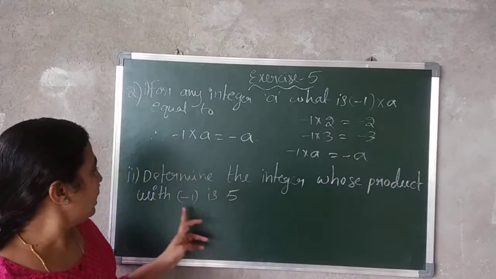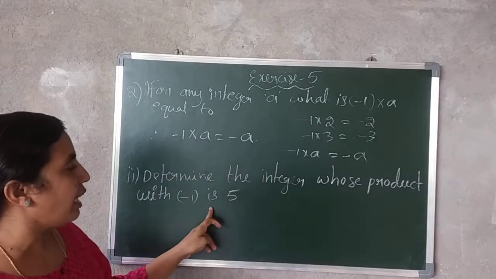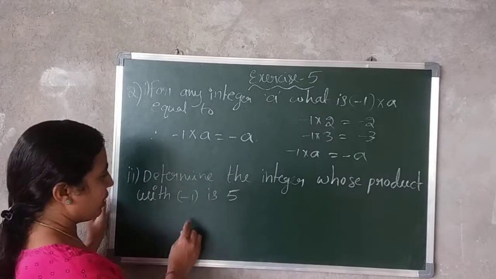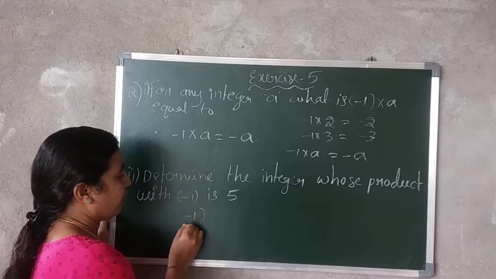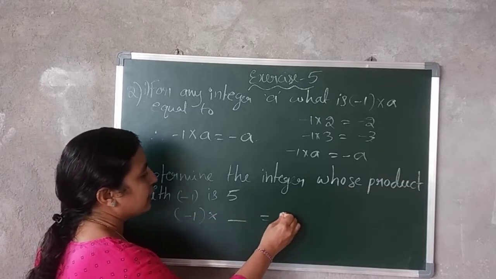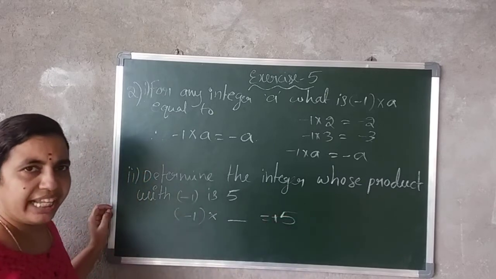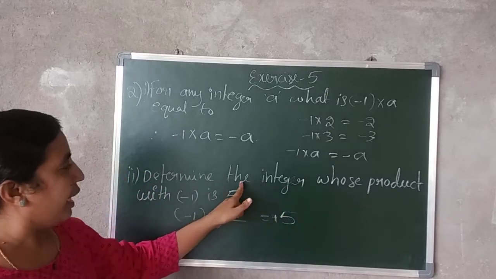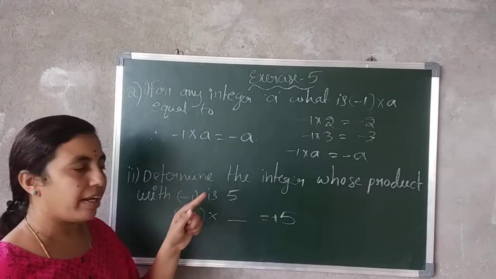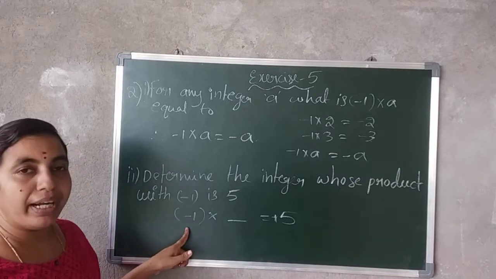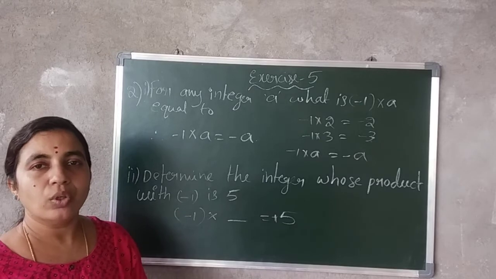Okay. Now see, determine the integer whose product with minus 1 is plus 5. Minus 1 into dash is equal to 5. Now the sign is given, meaning plus. This is the question they have given in the statement. With what should we multiply this minus 1 so that the answer is plus 5? That you have to determine.